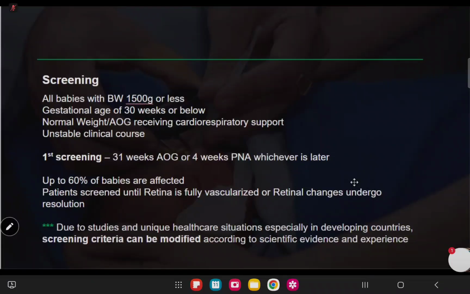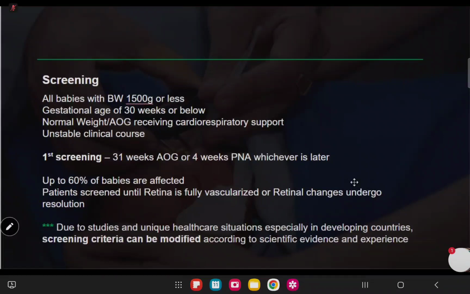First screening should be timed at around 31 weeks of age of gestation or 4 weeks postnatal age, whichever is later. Up to 60% of babies are affected. Patients are screened until the retina is fully vascularized or retinal changes undergo resolution. So we let the patients graduate from the retinopathy of prematurity screening when there is already a noted fully vascularized retina.